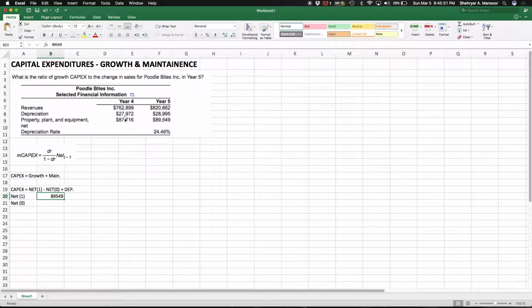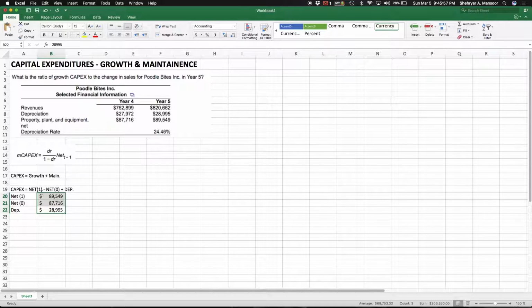We also need the net property, plant, and equipment in year 0. That's also given to us right here. 87,716. Perfect. And now we're even given the depreciation amount, which is $28,995. I'll just convert these to dollar amounts because they are dollar amounts.